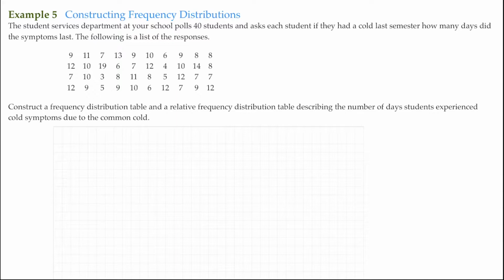Then, of course, it says construct a frequency distribution table and a relative frequency distribution table describing the number of days students experienced cold symptoms due to the common cold. And again, a frequency distribution is a number count, and a relative frequency distribution is a percentage of the number of times something occurred. So I'm going to go ahead and put down symptoms here. And again, I'm using graph paper here. You should too. It keeps everything nice and organized if you haven't figured that out by now.